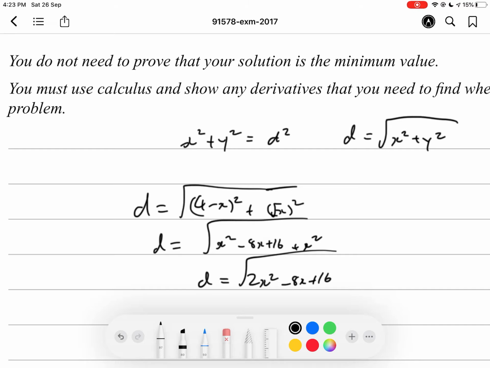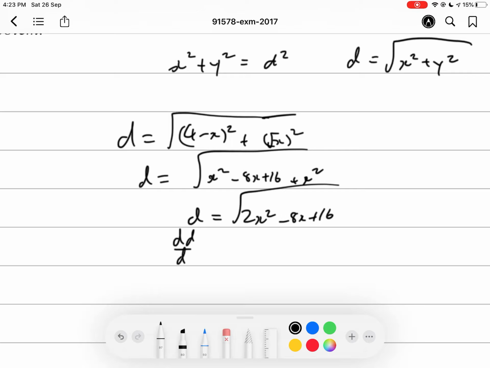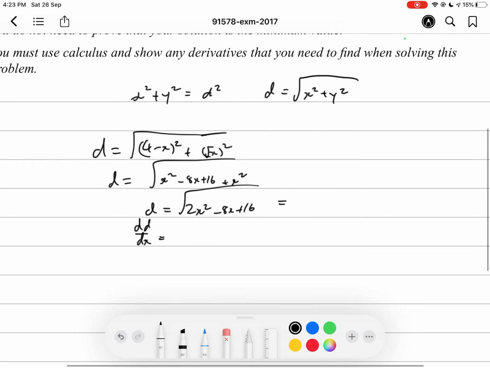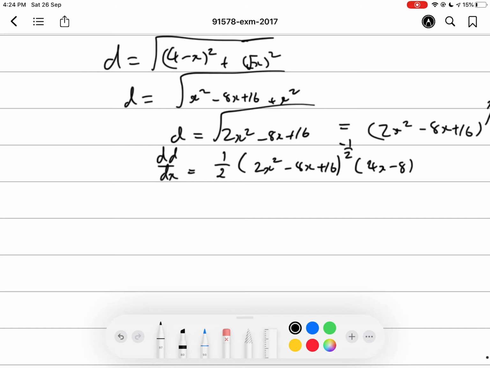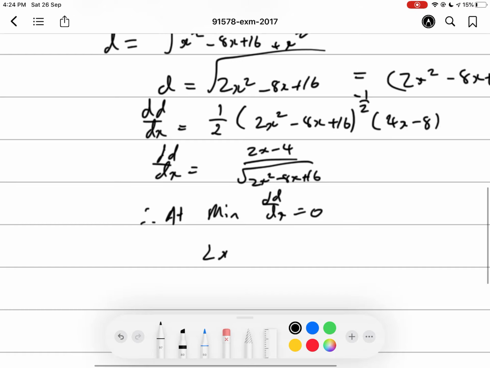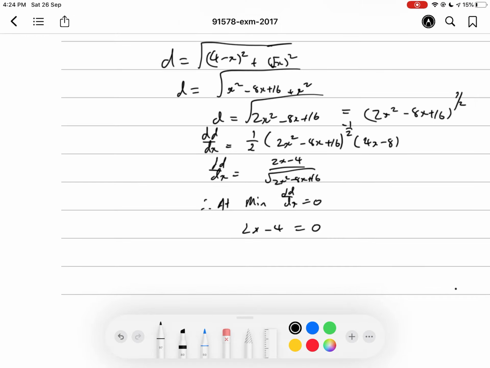And in order to find the minimum, we need to differentiate and make it equal to 0. First we can rewrite this as (2x squared minus 8x plus 16) to the power of 1 half, and we can apply the chain rule. So we get 1 half of (2x squared minus 8x plus 16) to the power of negative 1 half, multiplied by the derivative of the inner function, which is 4x minus 8. So dd over dx equals (2x minus 4) over the square root of 2x squared minus 8x plus 16. We need to make it equal to 0, because at the minimum dd over dx equals 0. So 2x minus 4 equals 0, and we get x equals 2.